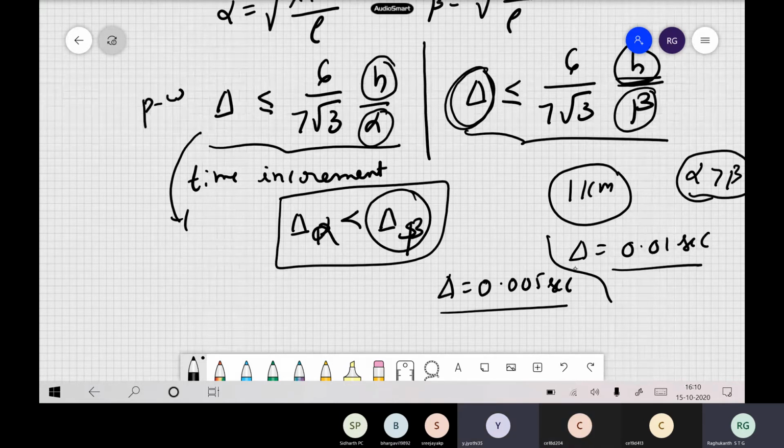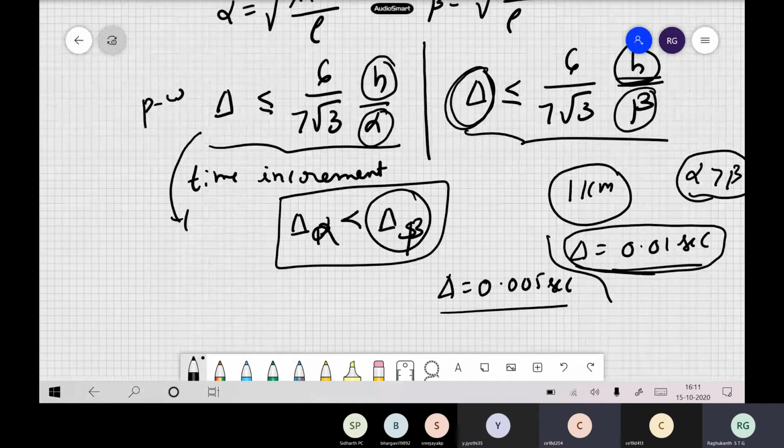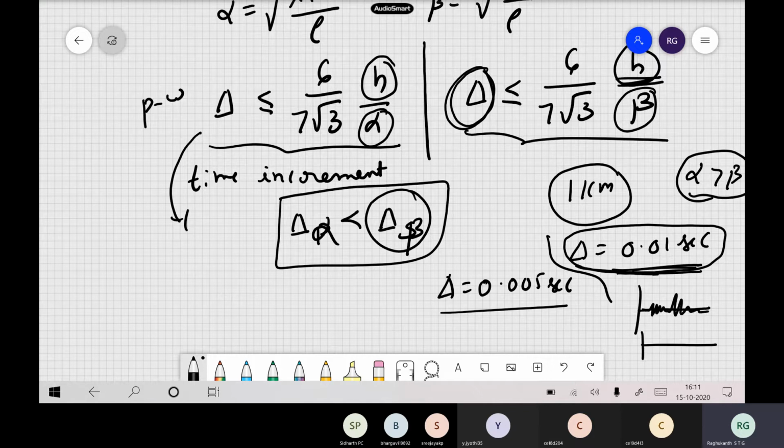Suppose I take 0.01, what happens? The shear wave is stable only, but the P wave will become unstable, exponentially unstable. P waves generally reach early, and then the shear wave comes. So if the P wave is unstable, it starts growing exponentially, and automatically your simulation goes down. This is a very, very important thing in our numerical simulations.